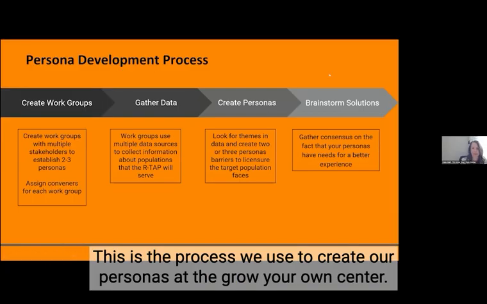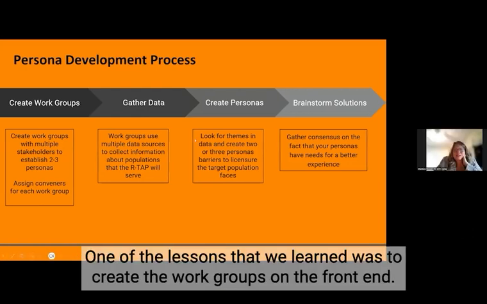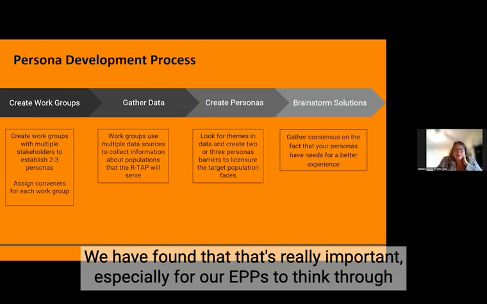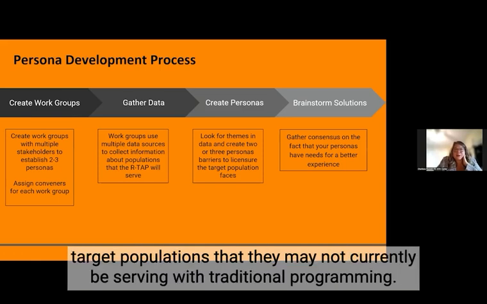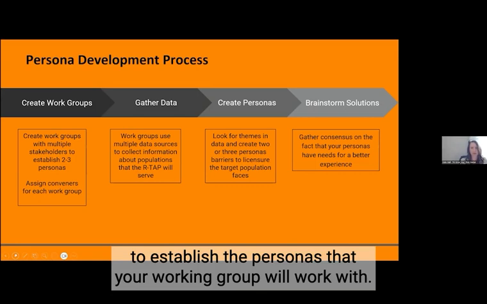This is the process we use to create our personas at the Grow Your Own Center. The first thing to think about is working groups. One of the lessons that we learned was to create the work groups on the front end so that all stakeholders have a voice in gathering that data and creating those personas. We have found that that's really important, especially for our EPPs, to think through target populations that they may not currently be serving with traditional programming. Who are the stakeholders who are really critical to this work that need to come together to establish the personas that your working group will work with?